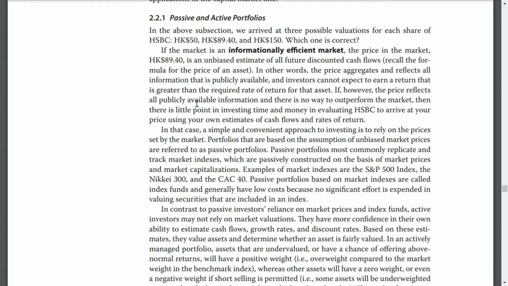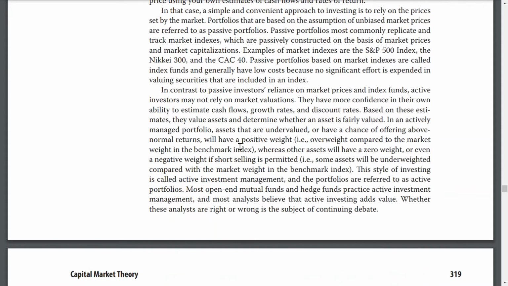In contrast to passive investors' reliance on market prices and index funds, active investors may not rely on the market valuations. They have more confidence in their own ability to estimate cash flows, growth rates, and discount rates. Based on the estimates, they value assets and determine whether the asset is fairly valued.